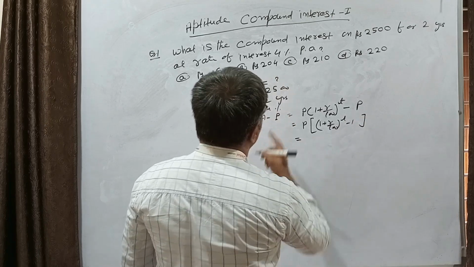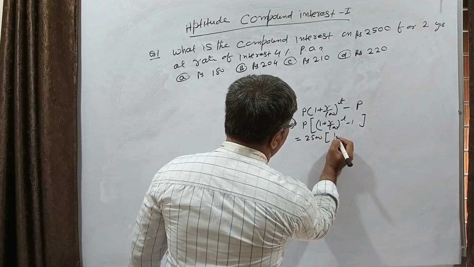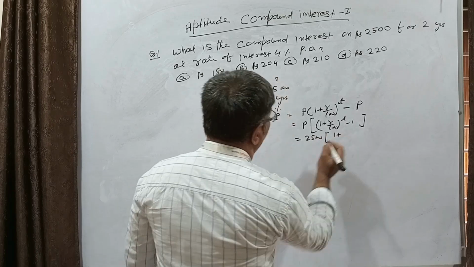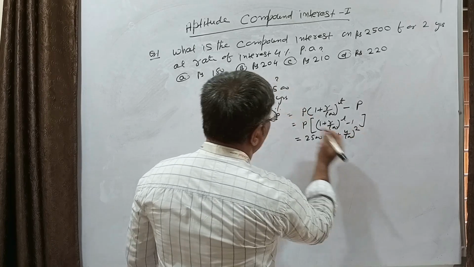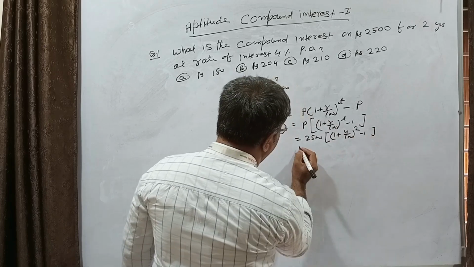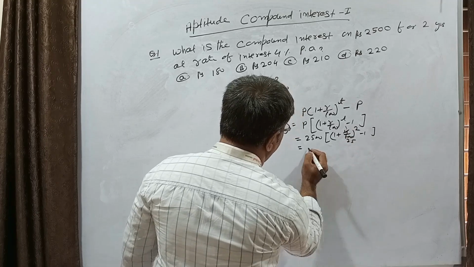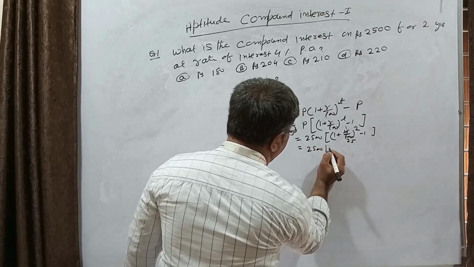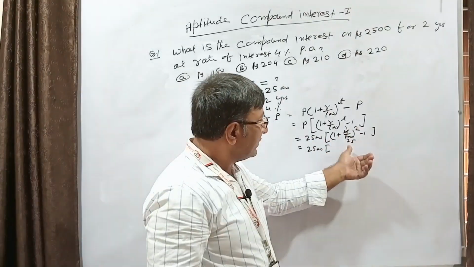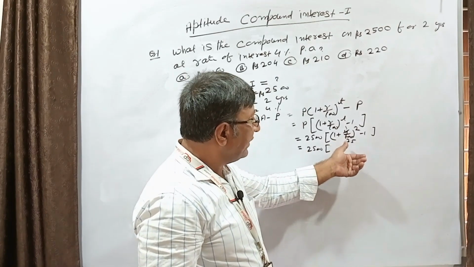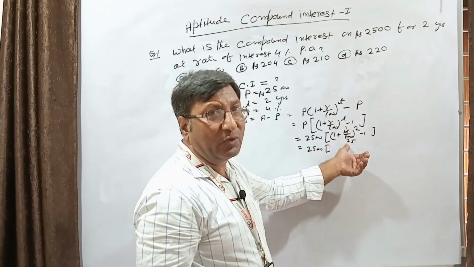Now put the value. P is 2500. So this is 2500 into 1 plus R, which is 4, so 4 by 100, to the power T, T is 2, and this is minus 1. If we solve this number, 4 by 100 gives 1 by 25. So this is 2500 into 1 plus 1 by 25. When we add this number, we will get 26 by 25.